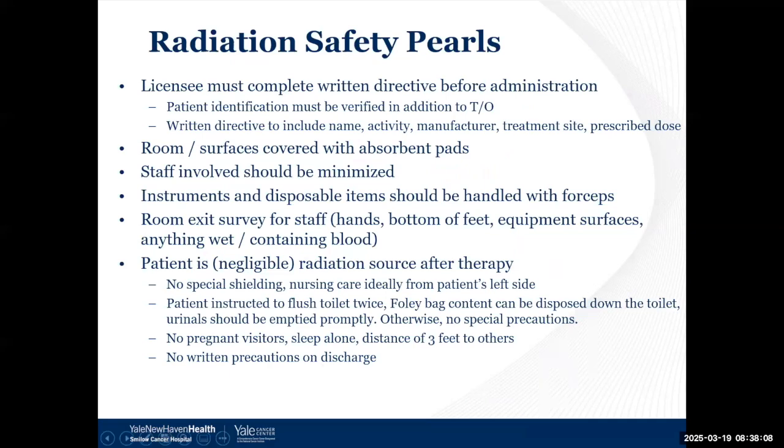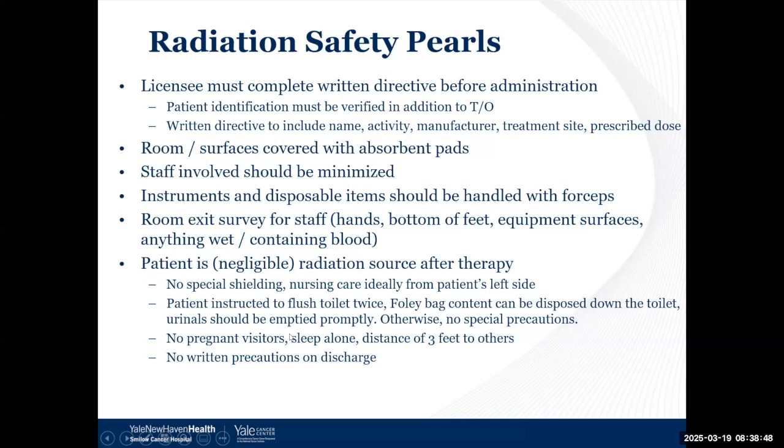Some radiation safety pearls that folks need to know. I think the only really important things for you is that staff involvement should be minimized. Instruments and disposable items should be handled with forceps. You need a room exit survey when you leave. So basically hands, bottom of feet, equipment, anything wet containing patient's blood needs to be surveyed. And the patients really have negligible radiation sources after therapy, very negligible doses that you can measure on a patient from outside. So formally, you need to empty the Foley bag just in the toilet. There are no additional precautions.